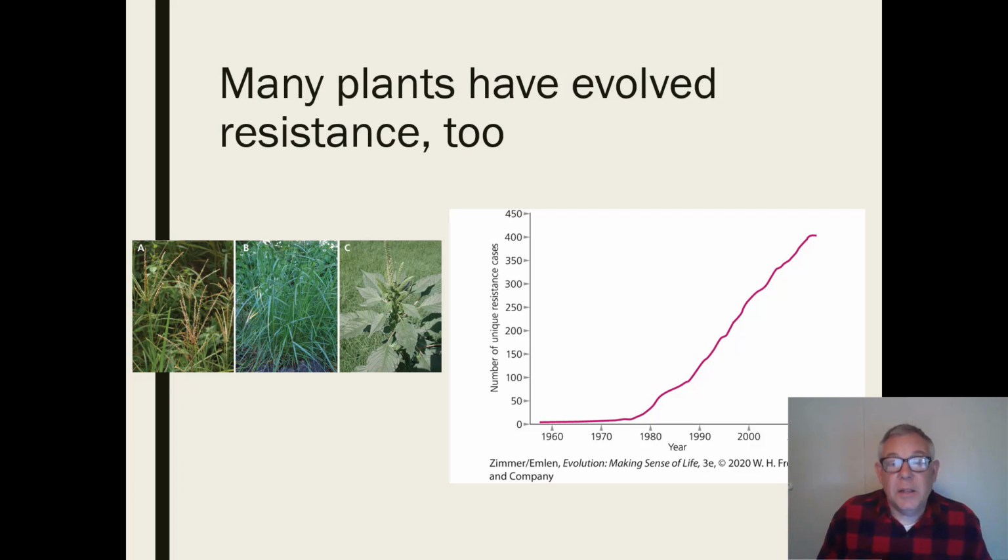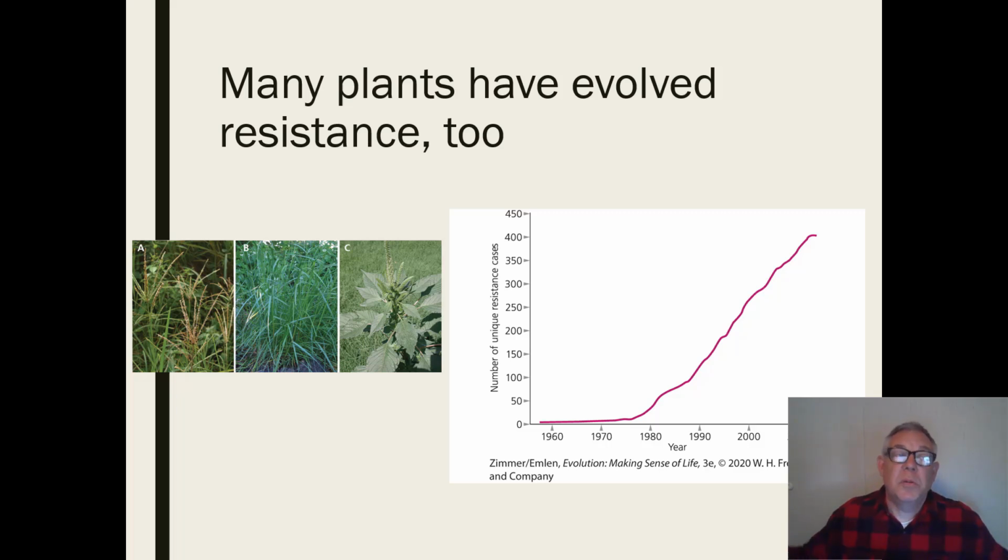Lots of plants have evolved resistance to herbicide. And so this is one that's near and dear to my heart. That letter C there is some kind of a pigweed. And when I was an undergrad, I worked on a project looking at pesticide resistance, herbicide resistance in the Palmer pigweed. And so this graph just shows the number of unique resistance cases over time.